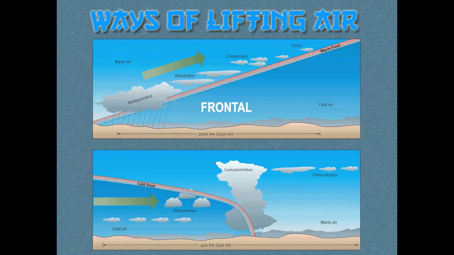Frontal is, the front is the one doing the lifting. And so with a cold front, you can have cold air moving on warm air. And during a warm front, you have warm air moving on cold air. Warm air is lighter, so it has a more difficult time pushing cold air out of the way. Cold air is heavy and denser, so it has an easier time pushing warm air out of the way, which is why you tend to have the more severe weather associated with a cold front than you do a warm front, generally speaking.